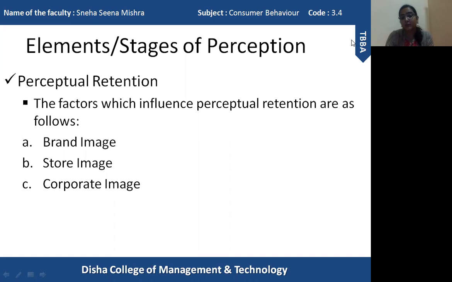Next one is store image, meaning the basic outlet created by the company for selling the products belonging to a particular brand. If the store is huge, a variety of products are available, and after-sales service is good, this will create a good image of the store in the minds of the people, and they will keep on visiting the store again and again, because that store has all the facilities which will fulfill the needs and requirements of the consumers. And the next one is corporate image.